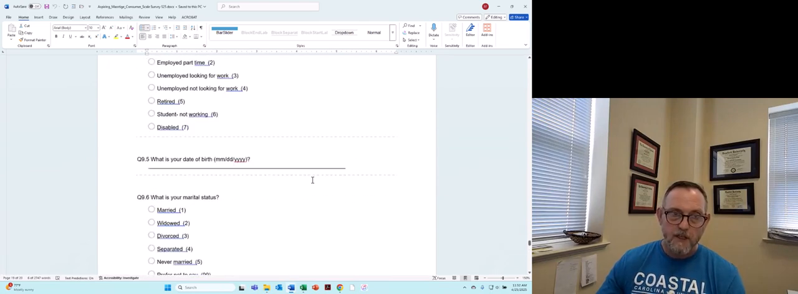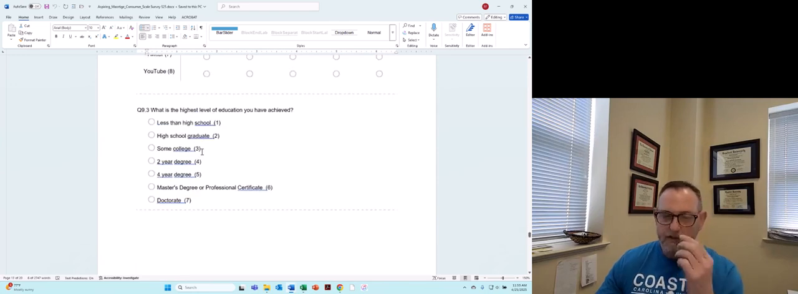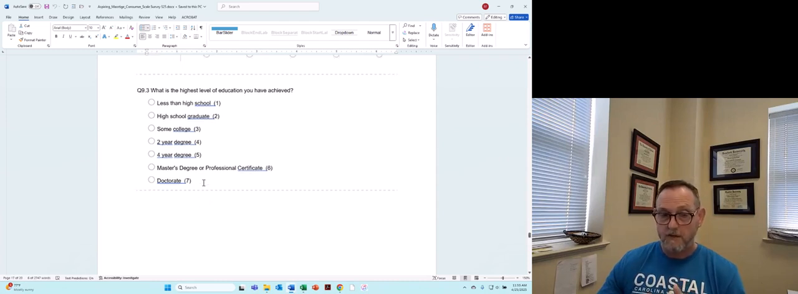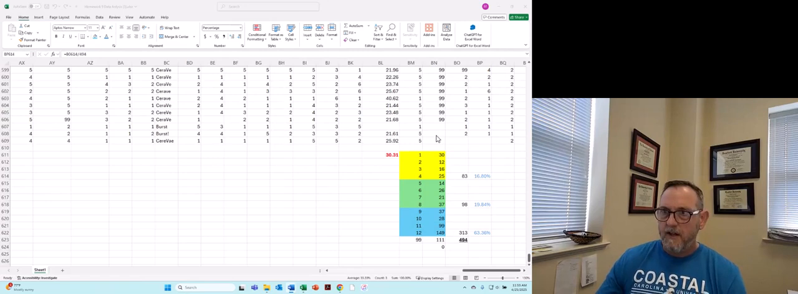Educational background would be a similar type of thing. You might consider this ordinal because of strength or degree, if you will. But again, it's just a frequency. How many respondents check these boxes? And there's not a 99 on this, so there's not a prefer not to answer. It would just be blank if they preferred not to answer, or that's probably what it looks like in the data set itself.